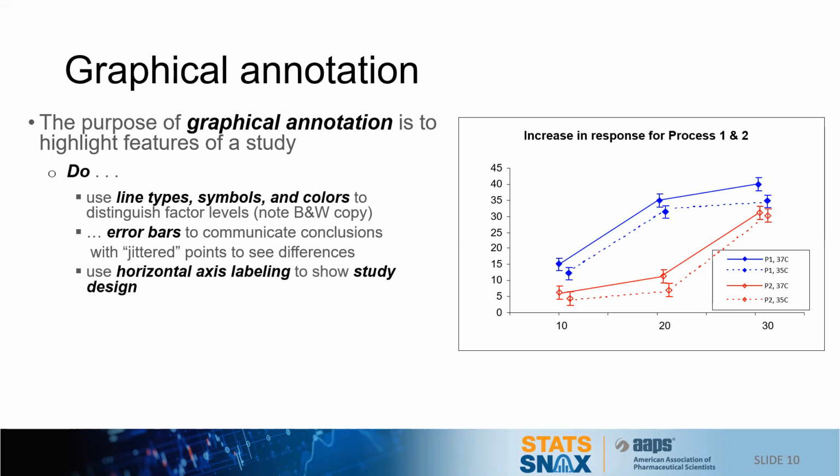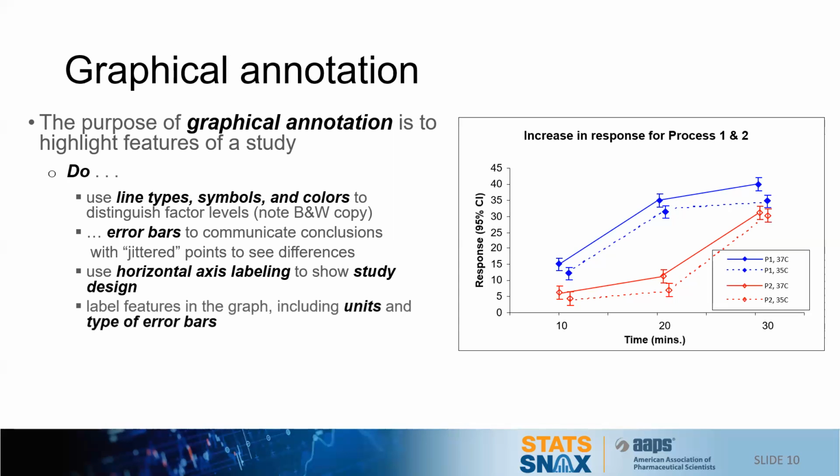I would use effectively the horizontal axis labeling to show the study design. And so I can put the numeric values for the study design and not have to show this in text along with the table. And then I would also label the axes, including the units and the type of error bars that are displayed in the graph.